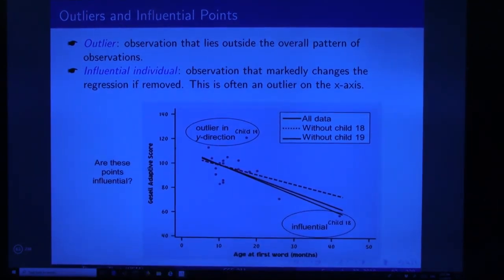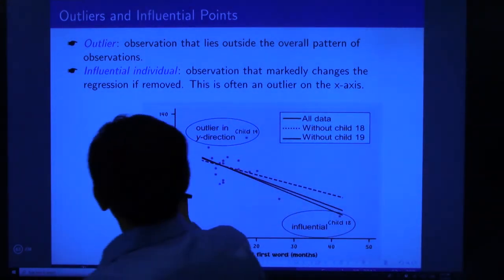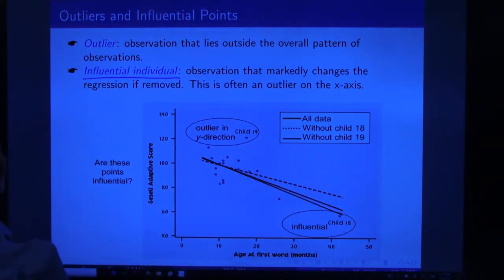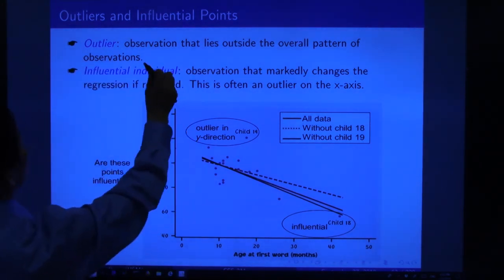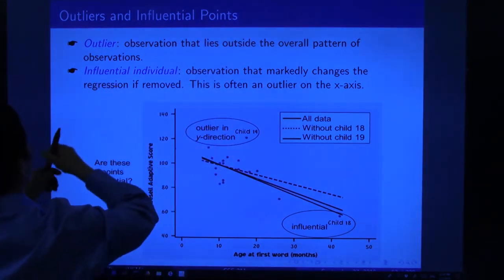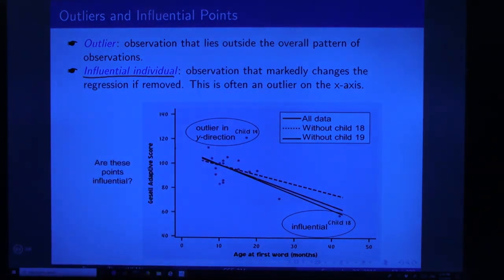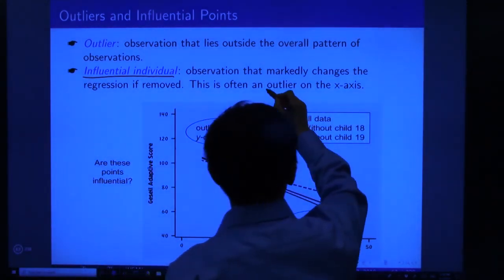Next one, we discuss outliers and the influential point. We already know outliers before, right? Outliers: an observation that lies outside the overall pattern of observations. The new concept is called influential individual. An influential individual is an observation that changes the regression line if removed. This is often an outlier on the x-axis.